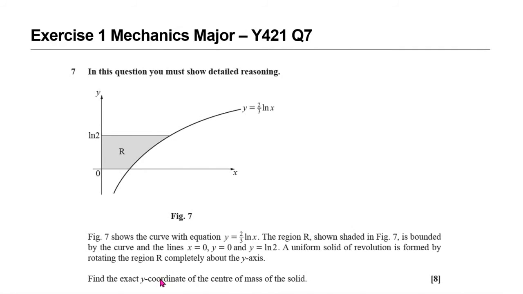So pause the video. How the assessors actually mark those scripts is what's coming up in the video now. So let's have a look at that. Quickly, just to put them in context, you'll have seen this question paper, this question. We're finding the y coordinate of a center of mass of a solid of revolution.